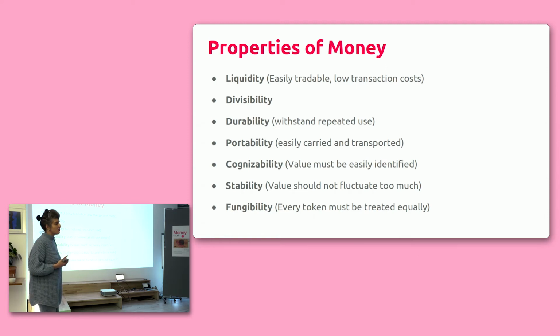Divisibility: the livestock would not be divisible unless I kill the cow, and then I make a Schinken or something with it, and then I can sell it by the ounce. But then I have the problem of durability. Once I kill the cow, I have a problem of durability. Will it withstand repeated use, or can I use it as a store of value? If it's not durable, I won't be able to use it as such. Portability: obviously, the cow, well, it runs itself, but not very fast. And recognizability: value must be easily identified.